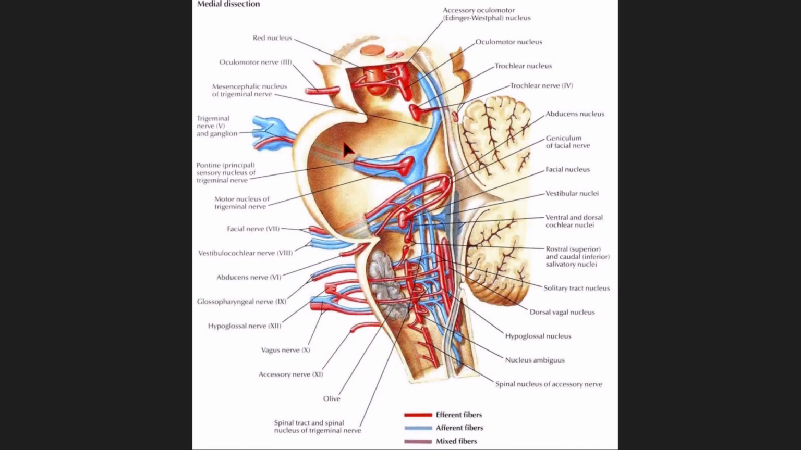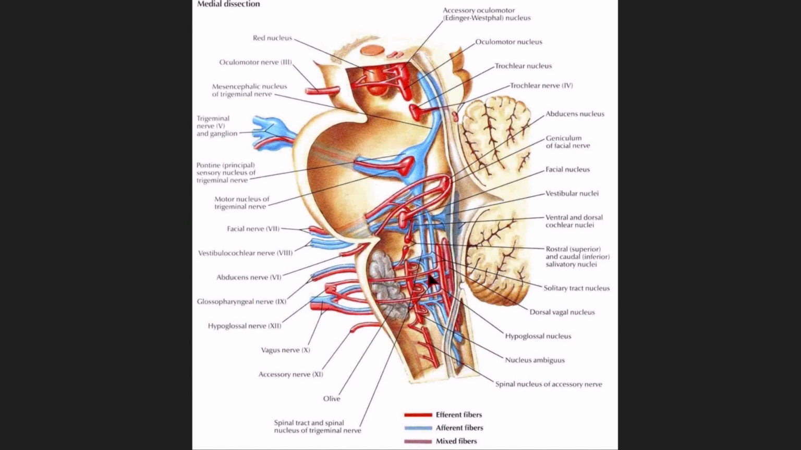Now we can see the trigeminal nerve. You can see the trigeminal nucleus is there in the whole brain stem. This is the mesencephalic nucleus because it is in the mesencephalon, the midbrain. This is the chief sensory nucleus, or the principal sensory nucleus, that is there in the pons, and we can see this long hair.